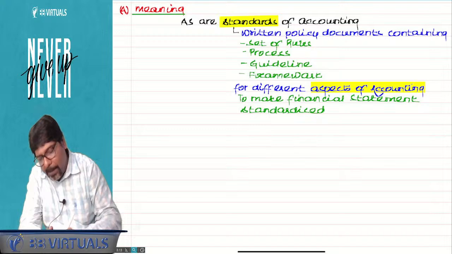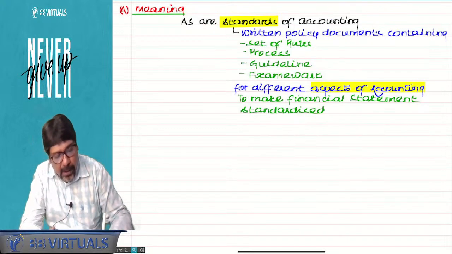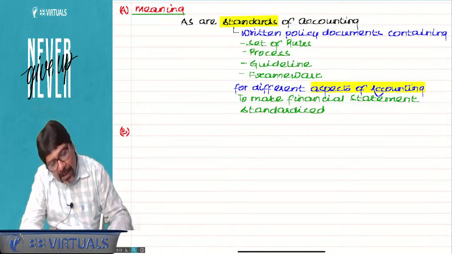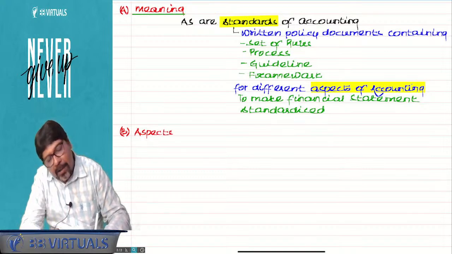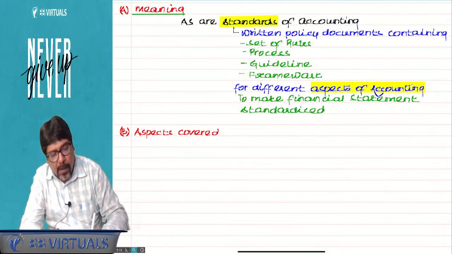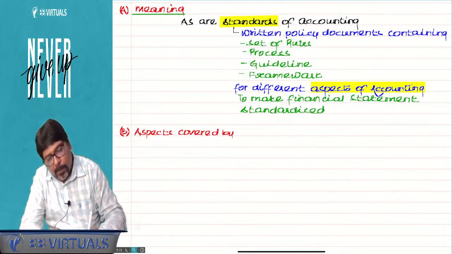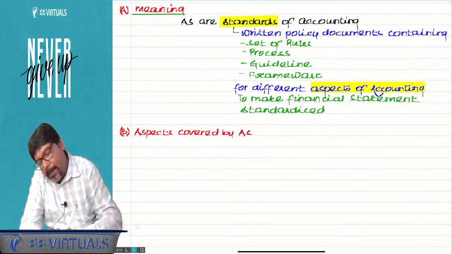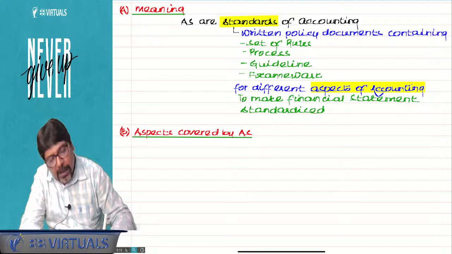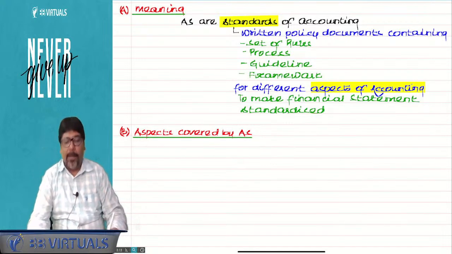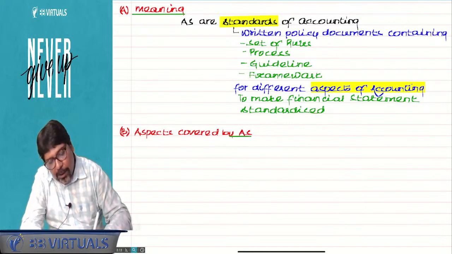So point number B: aspects covered by accounting standards. What are the aspects covered? Am I clear? What are the issues covered?